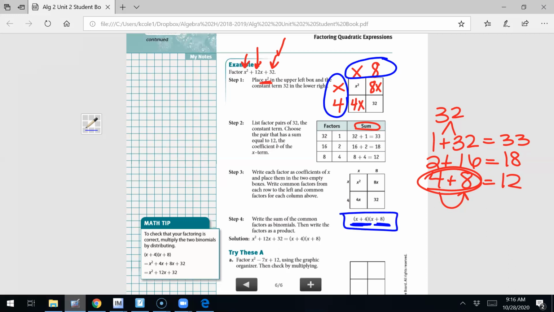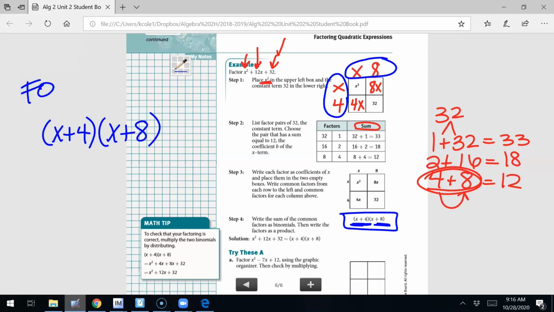We are trying to find what we would multiply together that would give us this trinomial. 1, 2, 3 terms, trinomial. And it's going to be 2 binomials. Do you remember FOIL? First, outer, inner, last. That's how you would check. If you wanted to do a check, then you would take these two things and you would do FOIL.